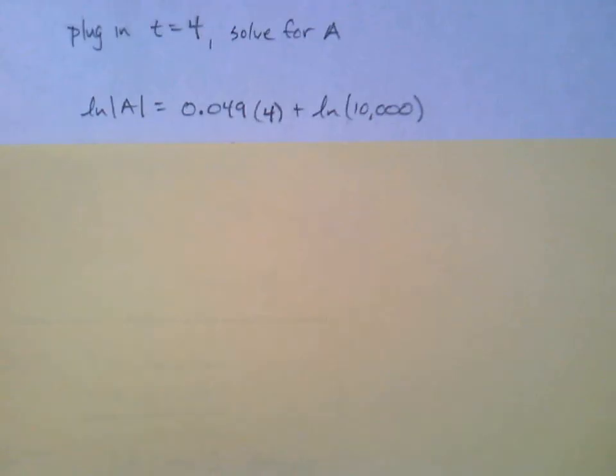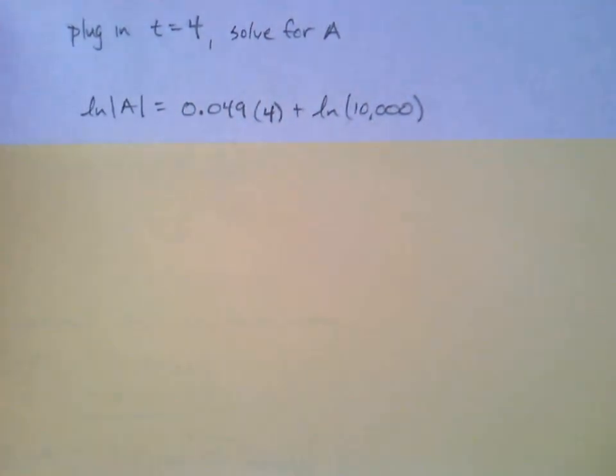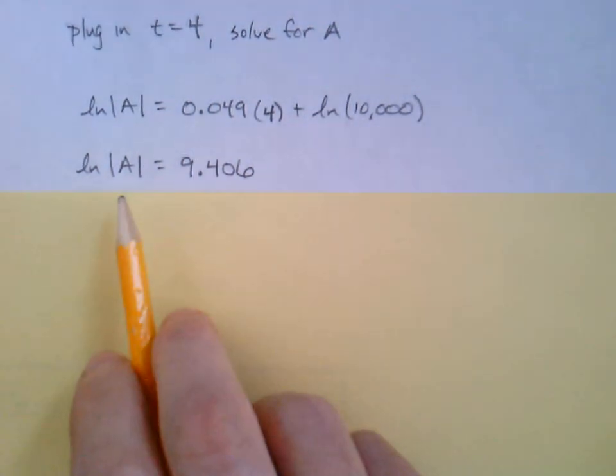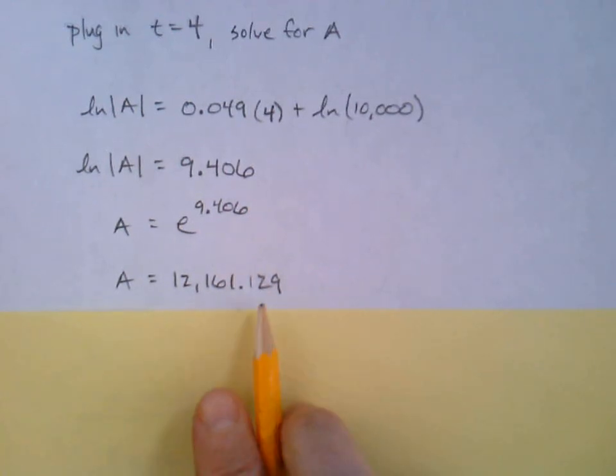And let's just kind of speed our way along to the answer. At this point, I crunched that in a calculator and rounded it and got this. I put it to 3 decimal places. I don't know, that seemed accurate enough to me. 9.406. To get the a, obviously we need to put both sides in the power of e. So a equals e raised to the 9.406, which is 12,161.129. Again, I rounded to 3 decimals right there.